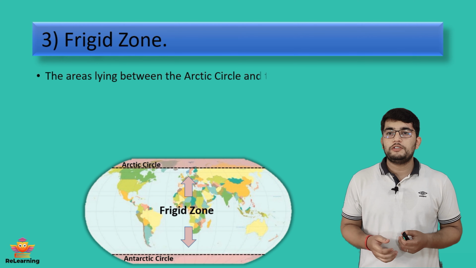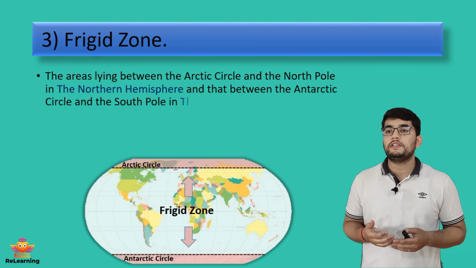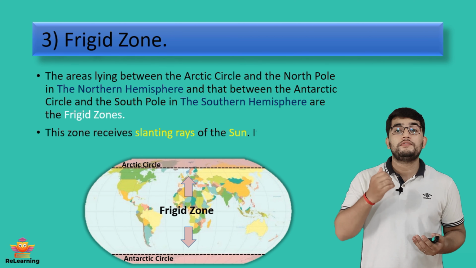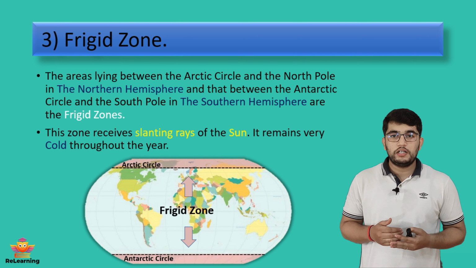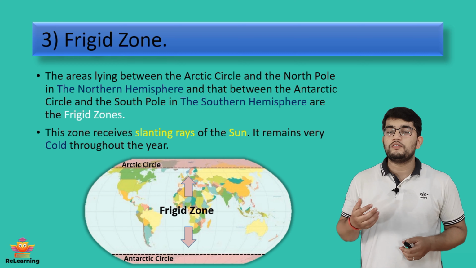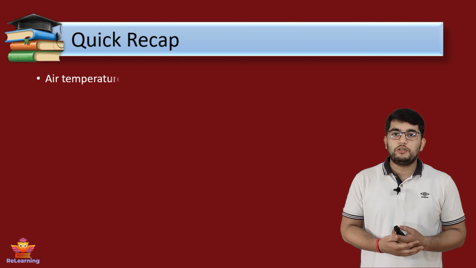The areas lying between the Arctic Circle and the North Pole in the northern hemisphere, and that between the Antarctic Circle and the South Pole in the southern hemisphere, are the frigid zones. This zone receives slanting rays of the sun. It remains very cold throughout the year. Getting it? Now let's quickly recap the topic.